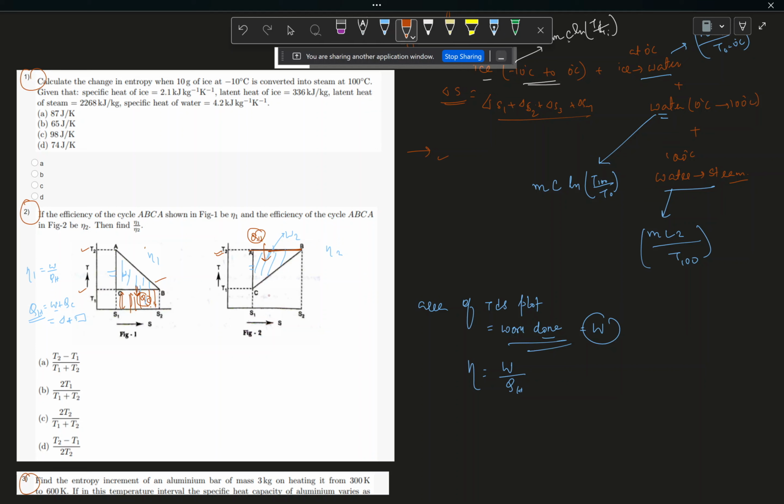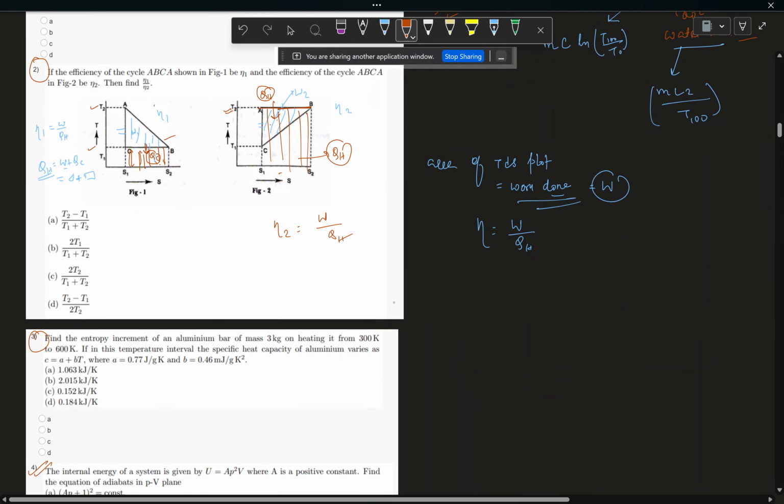So by calculating the area under this AB line, you will have the rectangular area, this whole area up to this, you will have your value of QH, and from the triangle you will have the value of W. So then eta 2 will be that W, the area of this triangle, by QH, this total rectangular area, and then by taking this ratio you will have one of these answers. So this is again the hint I have given on how to solve this.